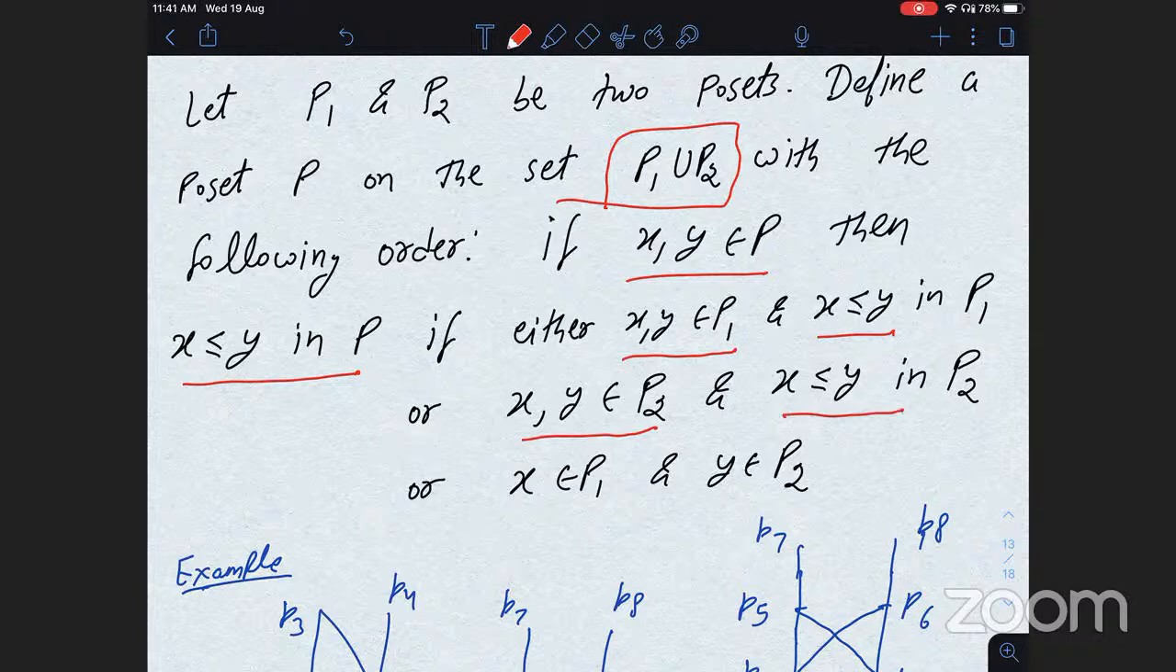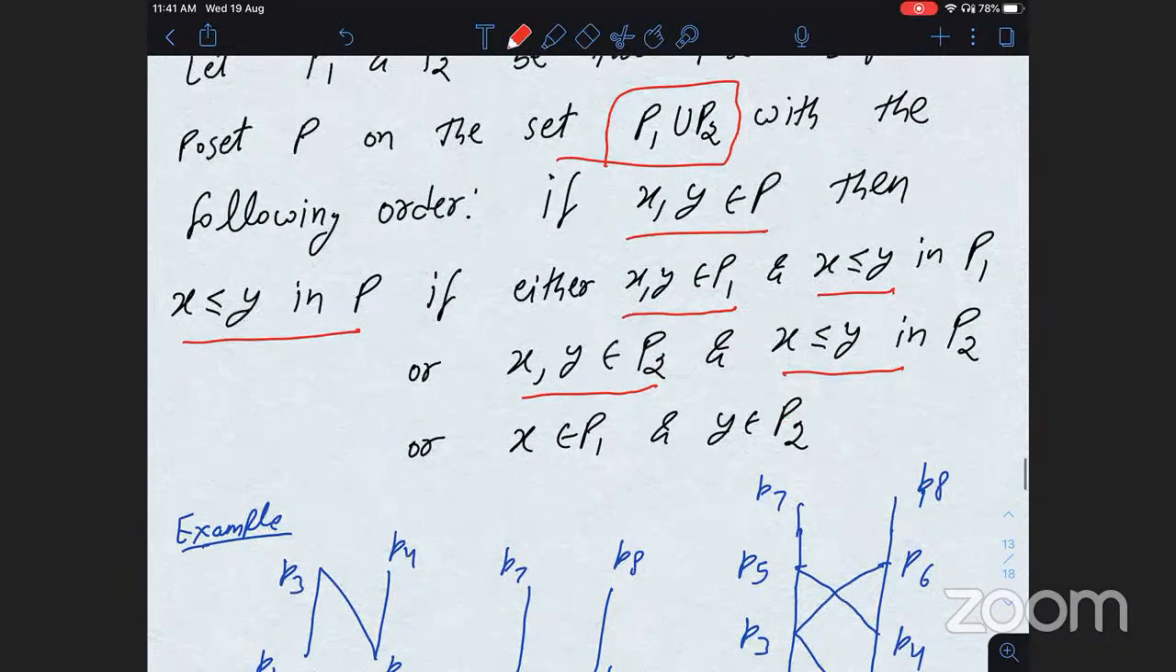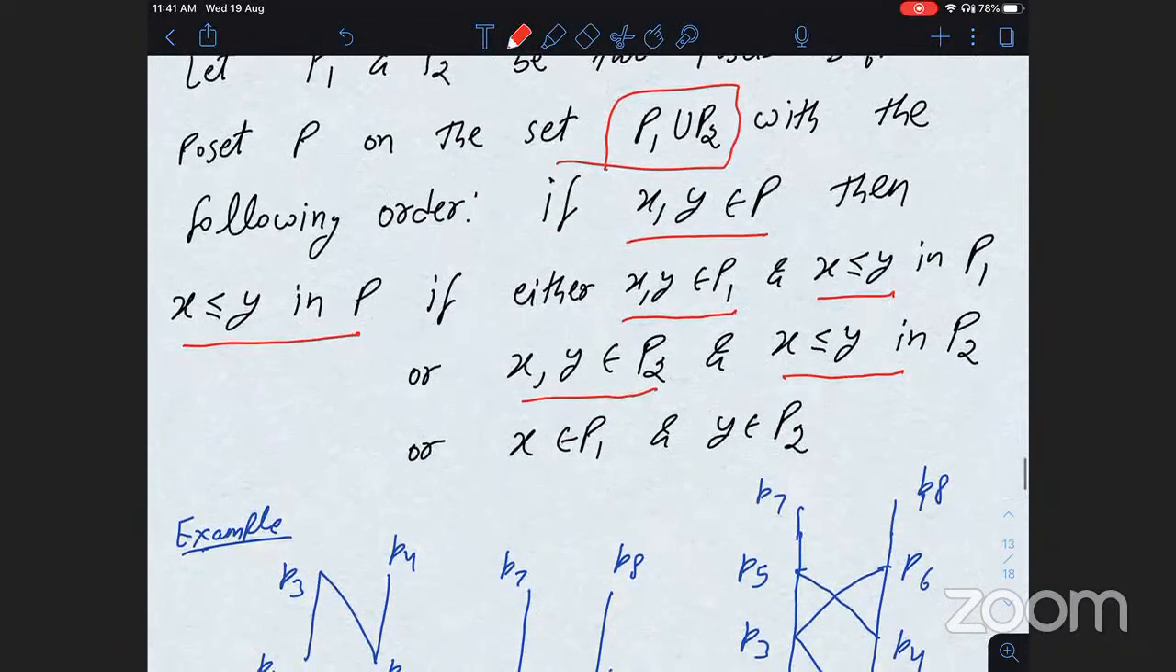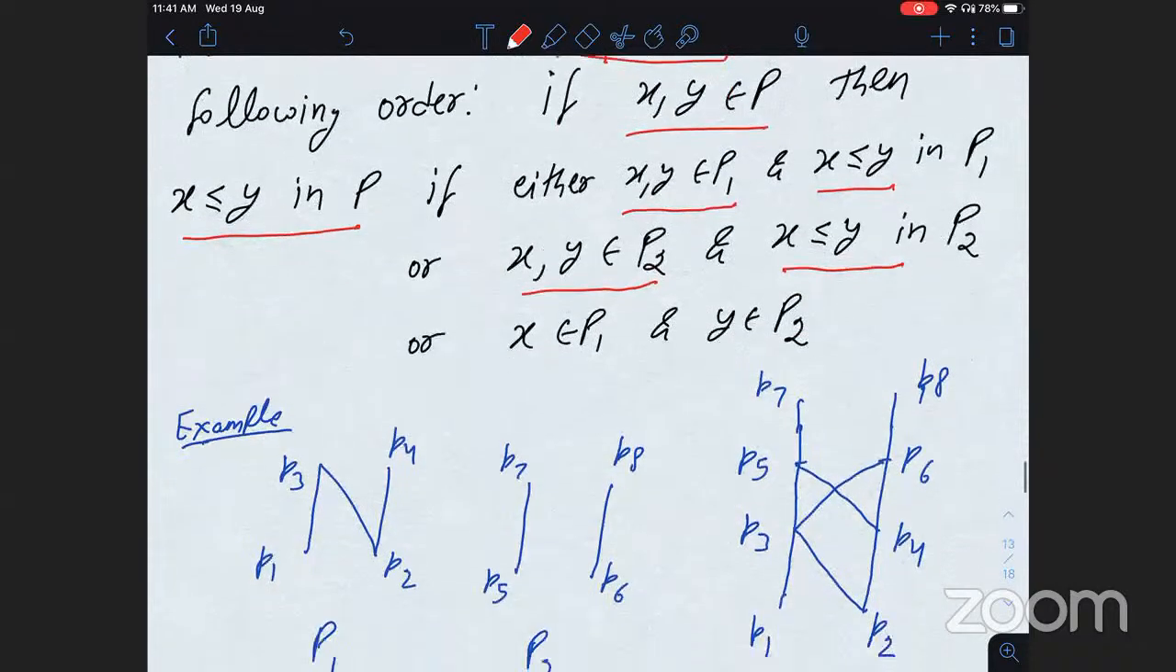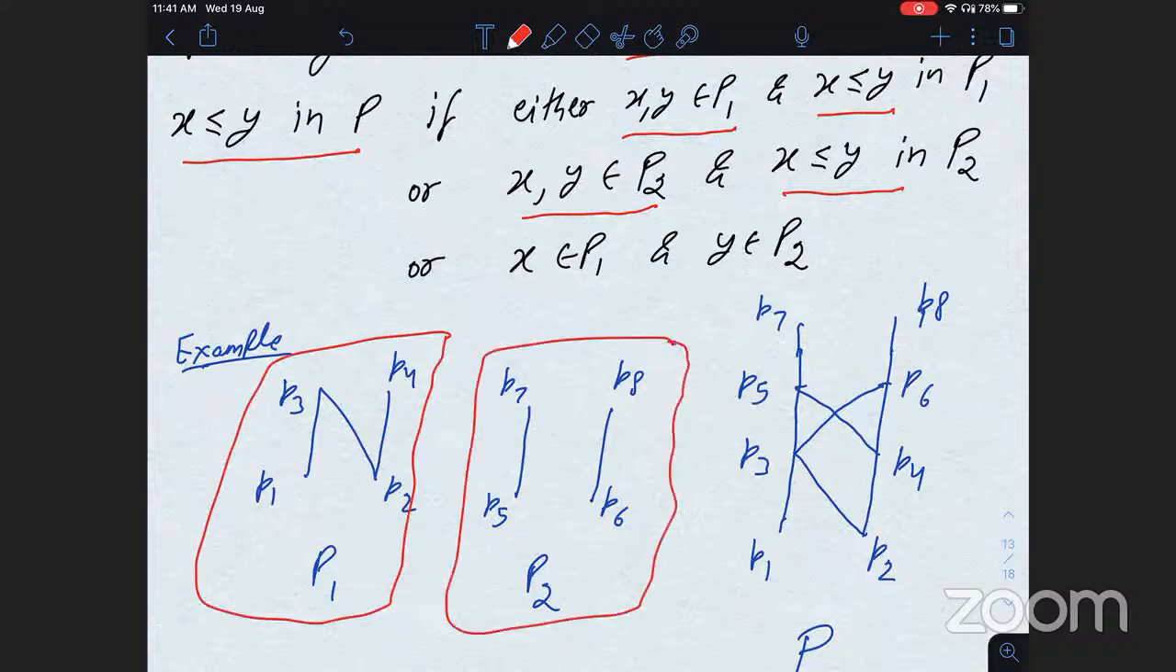Right? In other words, in my poset P, every element of P1 will be less than or equal to every element of P2. Okay, so now how will the Hasse diagram of the poset P look in that particular case? Yeah, so here is the example. Let P1 be this poset and let P2 be this poset. So then how will poset P look?